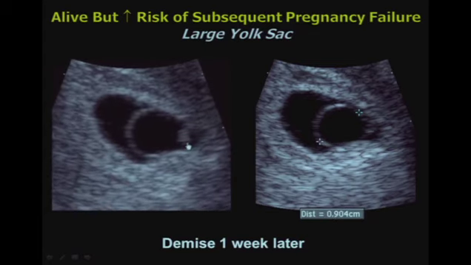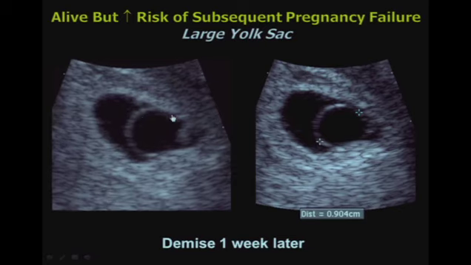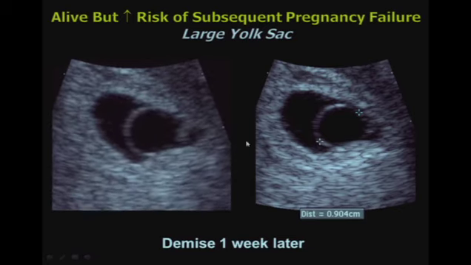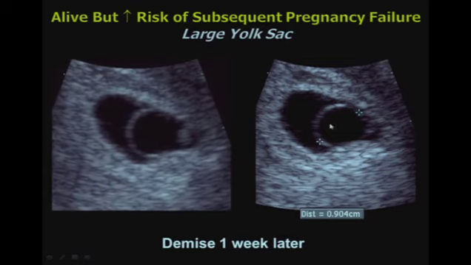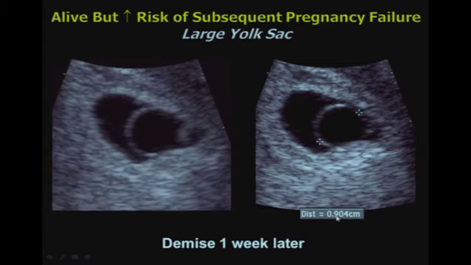Here is an embryo. It's sitting beside the yolk sac. This is the yolk sac, not the amnion. And you can see the yolk sac looks big. We put calipers on it. It's measuring big, 9 millimeters. 6 millimeters is the upper limit of normal.